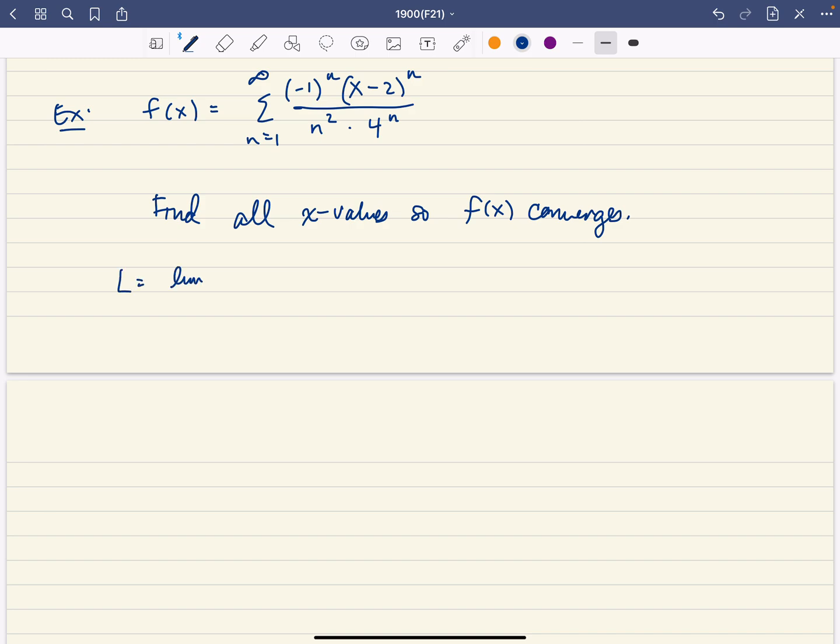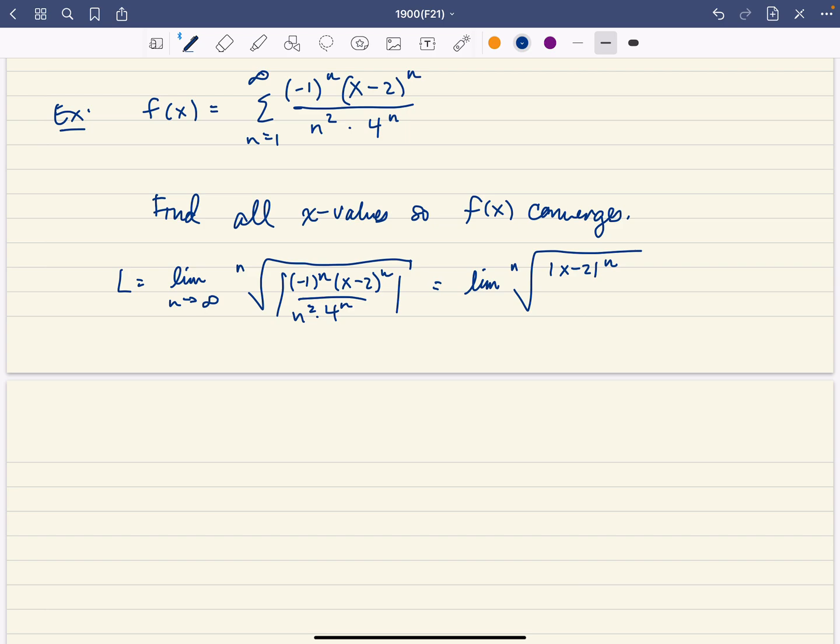So I'm going to let L be the limit as n goes to infinity of the nth root of the absolute value of our sequence that we're summing. So negative 1 to the n, x minus 2 to the n, all over 4 to the n, and I forgot the n squared, so let's put that in now. And when I take the absolute values, the negative 1 to the n becomes 1 to the n, and so that's just a 1. The x minus 2 to the n becomes, we still need the absolute values there, but we can write that as the absolute value of x minus 2 all to the n. And then we're left with n squared over 4 to the n.